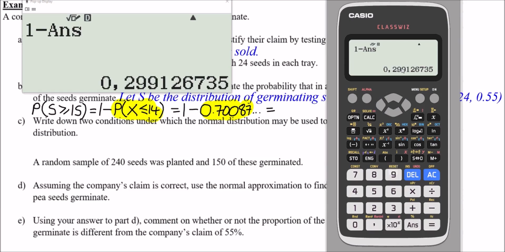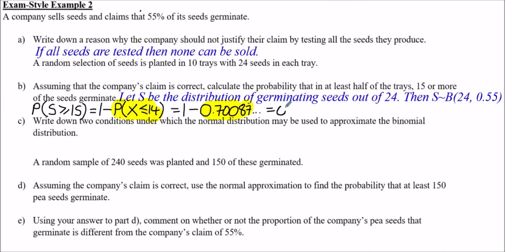0.299. Now give this to a few more decimal places, because this isn't our final answer, so we don't incur any rounding error. Either store that somewhere or write it in your margin in the exam. 0.299127, I'm going to call that, giving it to 6 decimal places. So that's the chance for just one tray of having 15 or more germinating.